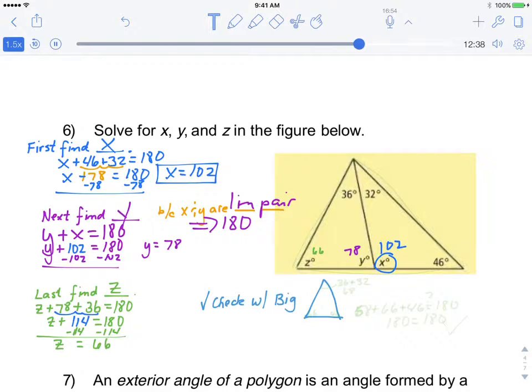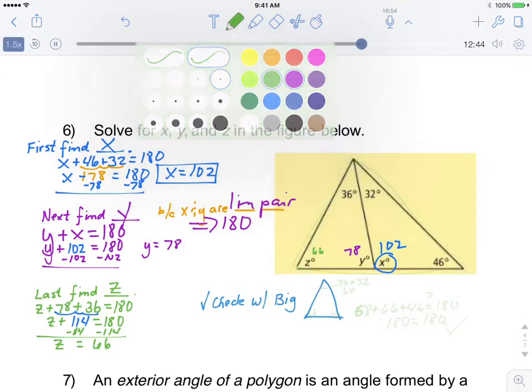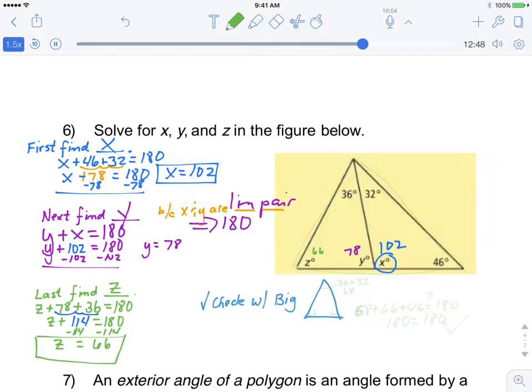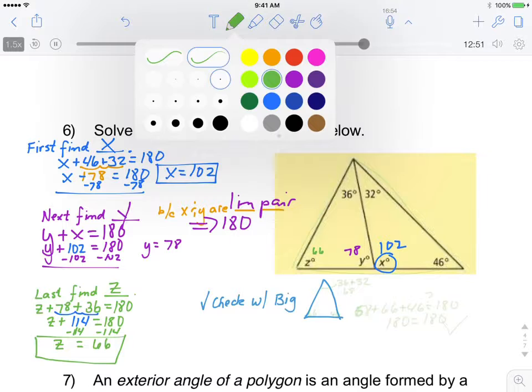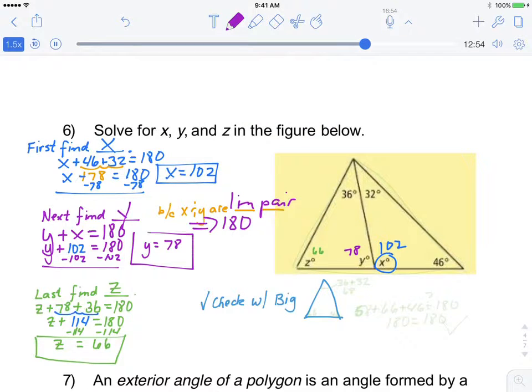All right, now looking at the big picture again, there's always a way in math, or typically there's a way, that we can check our answer. So I found the 3 angles that I needed to find, but you could always check your answer. Now take a look at this big picture here. So take a look at this whole big triangle here. All right, so what do we know about that?